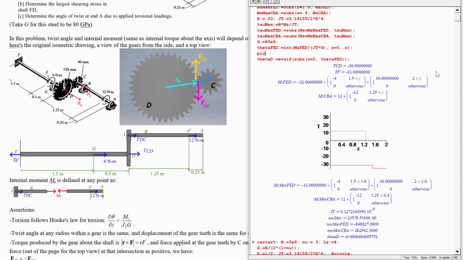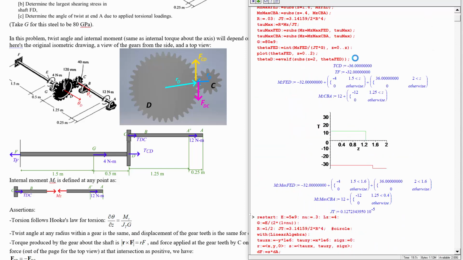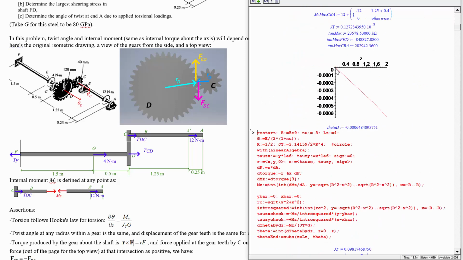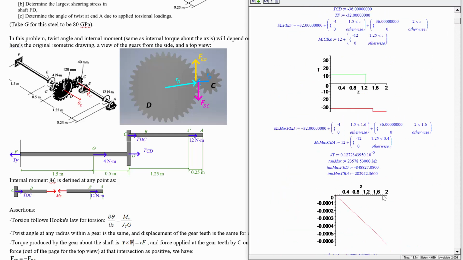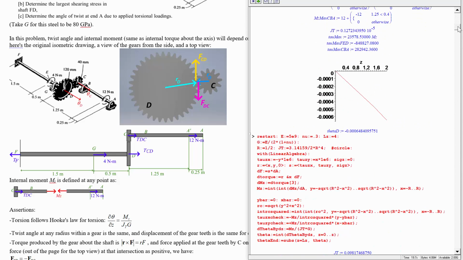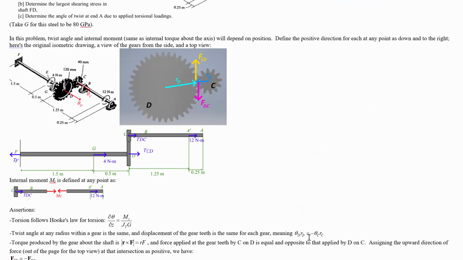So plot theta FED from Z is 0 to 2. Just have a look at that. What's the twist angle do? You expect it to be pretty linear because the internal moment is almost the same all along this length. Yep. There we go. So there's the twist angle at theta D. Theta D has a negative twist angle because we reasoned that the twisting moment is actually in the opposite direction here. But that makes this one go in a positive direction because of this relationship that we worked out.